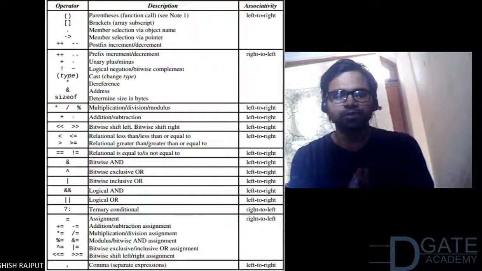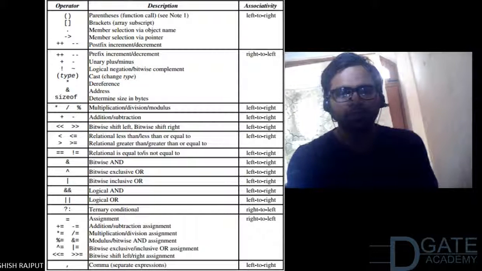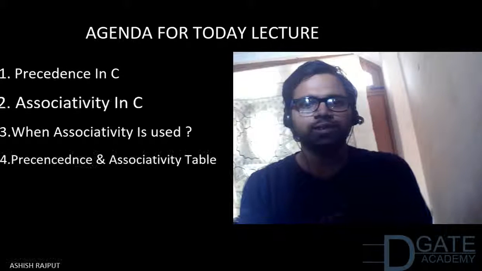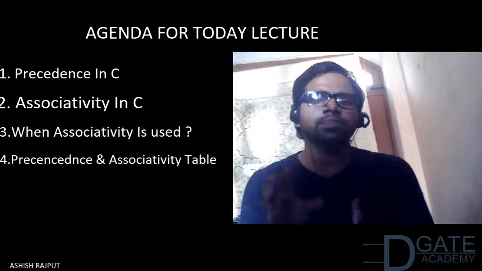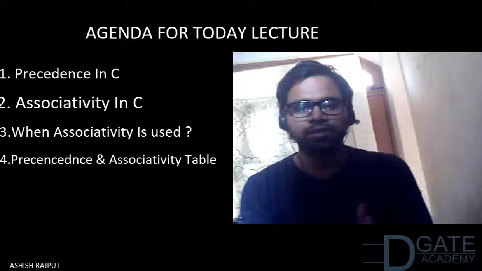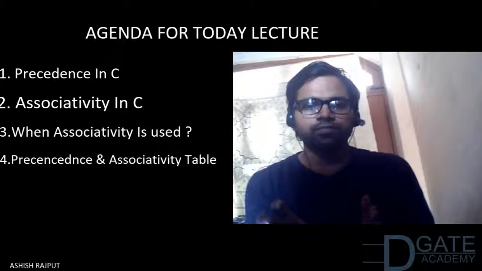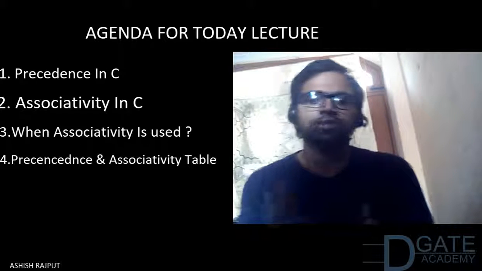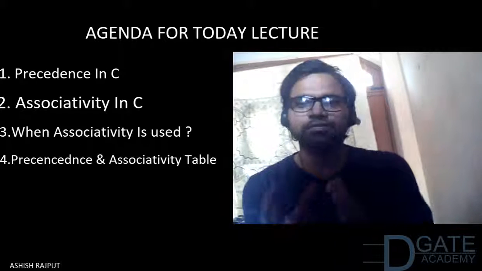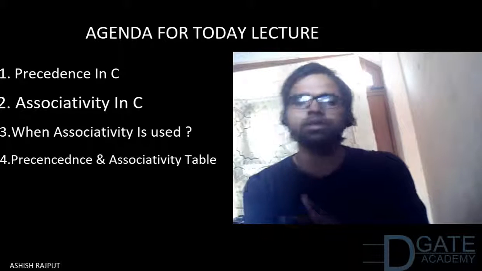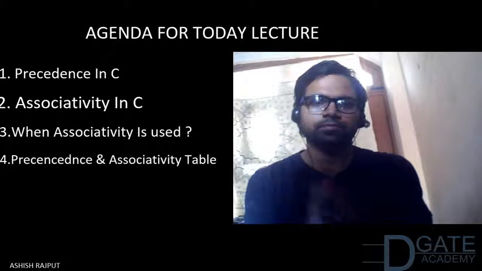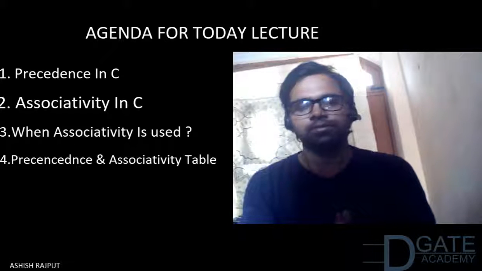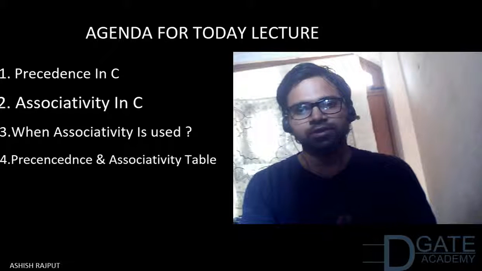So in this lecture we have done only four topics. Firstly, we dealt with precedence in C. What do we mean by precedence? Precedence means in the given expression which operator will be executed first. Associativity means if the operators have the same precedence, then we use associativity, followed by the precedence table.